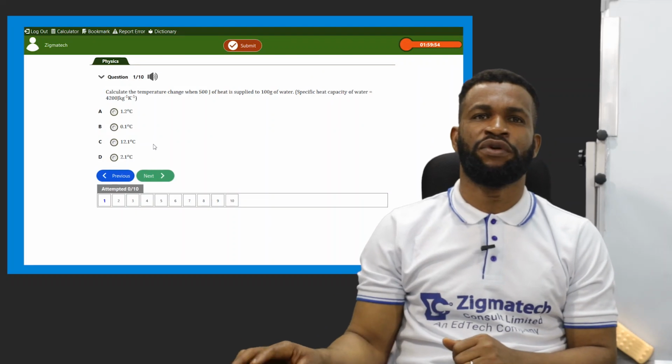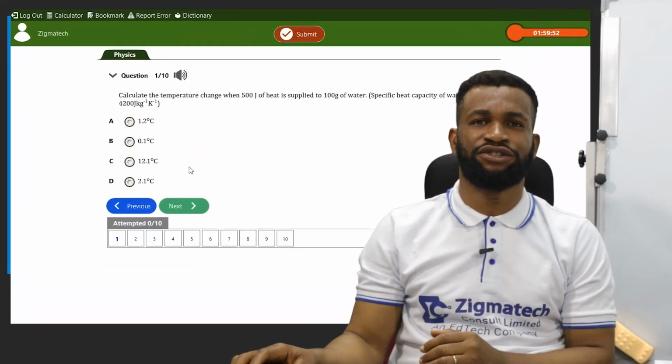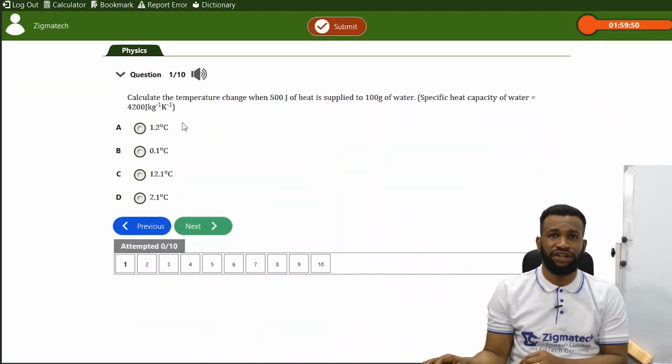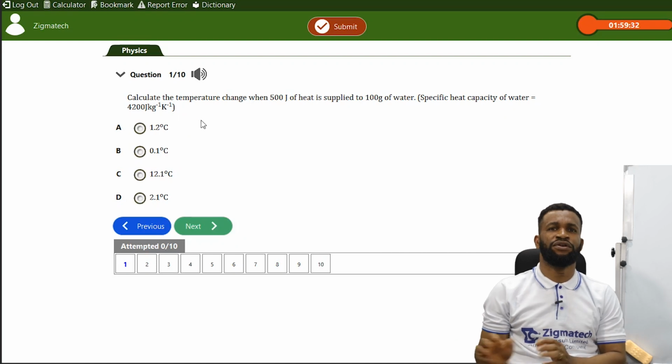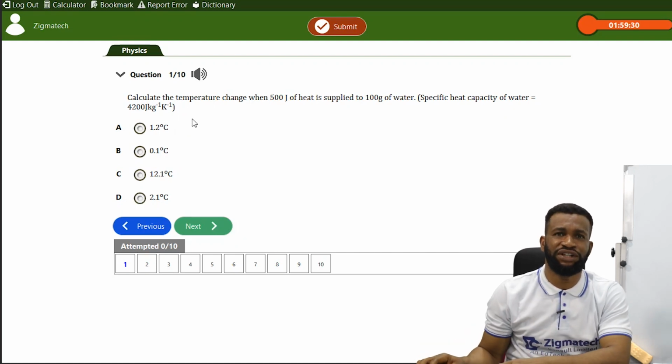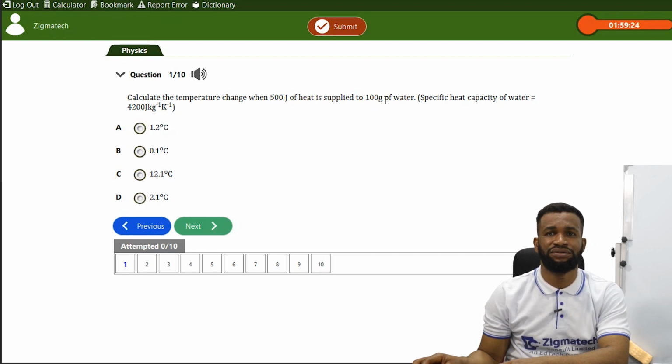Okay. We are in Examguide app, and this is UTME. We have the question here given. It says calculate the temperature when 500 joules of heat is supplied to 100 grams of water. Specific heat capacity of water is given as this. So there is a temperature change here when 500 joules of heat is supplied to the water.